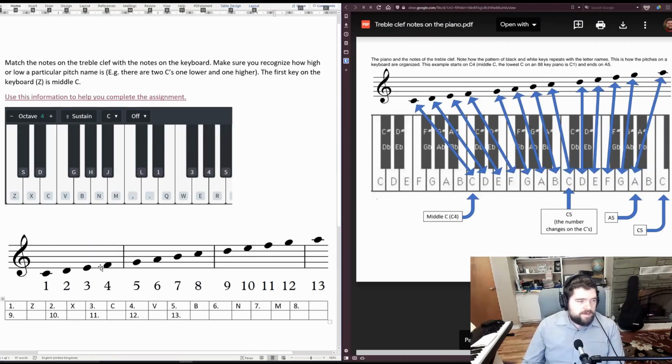Notice the pattern that is being set here, where it's going in line. These notes right here on the staff are stepping up note by note. And then these notes up here on the keyboard, that goes from left to right, white key to white key to white key. Every time we go from one white key to the next white key, it's a step up on the staff.